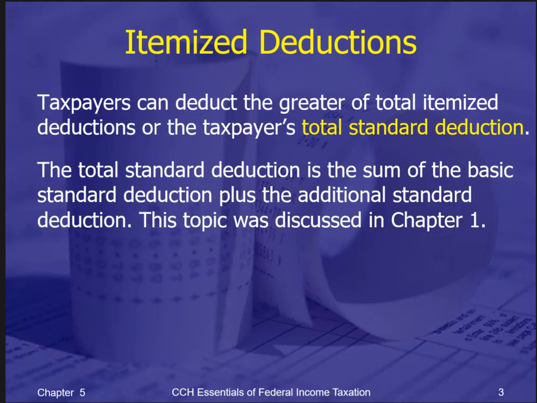You pick either the greater of the total itemized deduction or the taxpayer's total standard deduction. Remember, that could include an additional standard deduction back in Chapter 1. But remember, it's one or the other, the greater of the two. It's estimated that 70% of taxpayers do not itemize, meaning that, at least from what they know about the law, they choose to use a standard deduction.